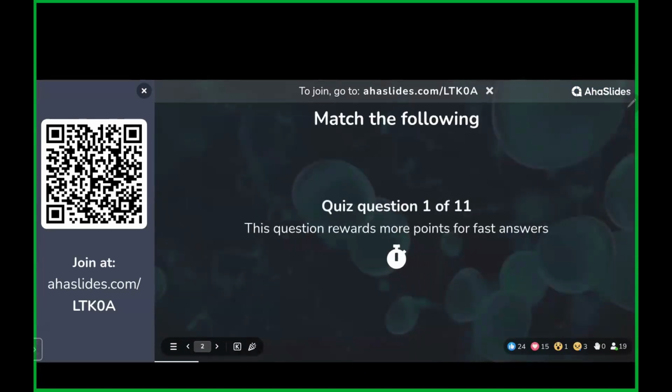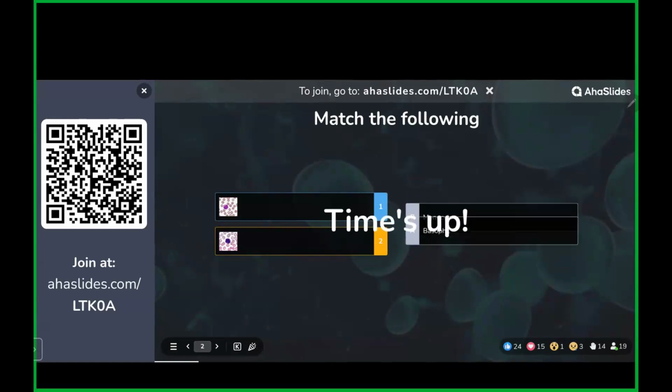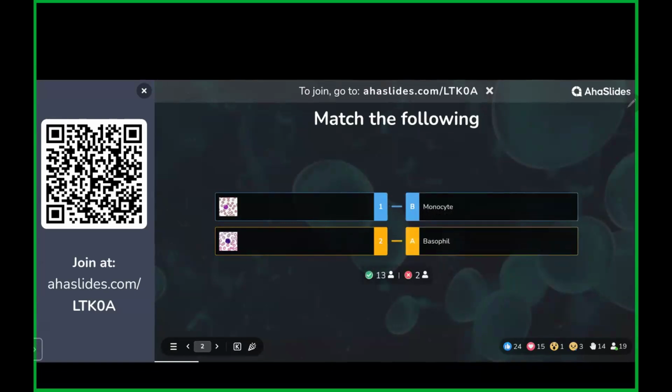Here is your first question. It's basically match the following. These are your basic questions. I hope you know what a basophil and a monocyte is, because it's one of those questions that can make or break things, because these help you to diagnose. So let's see. Majority have answered it right. 13 of them have got it right.